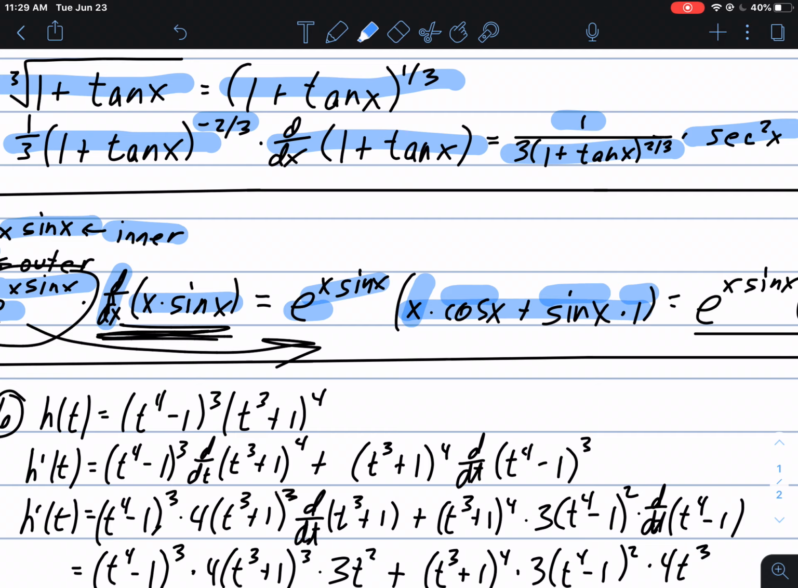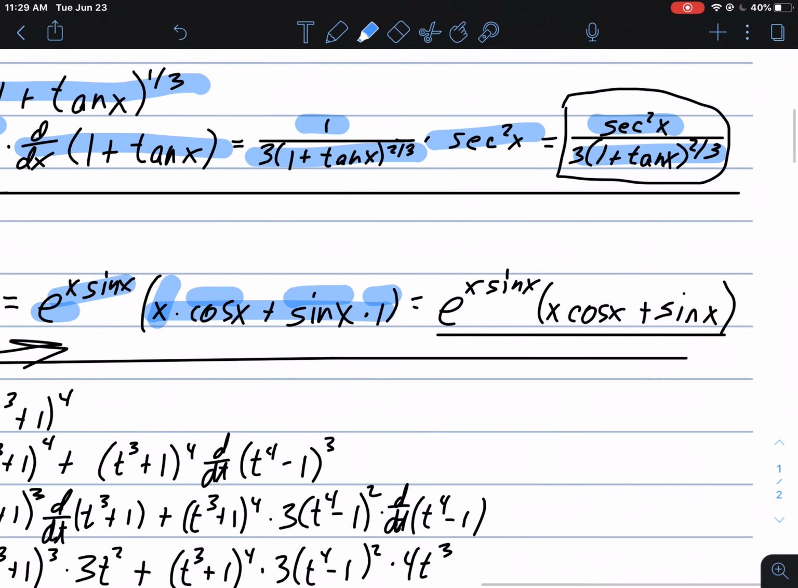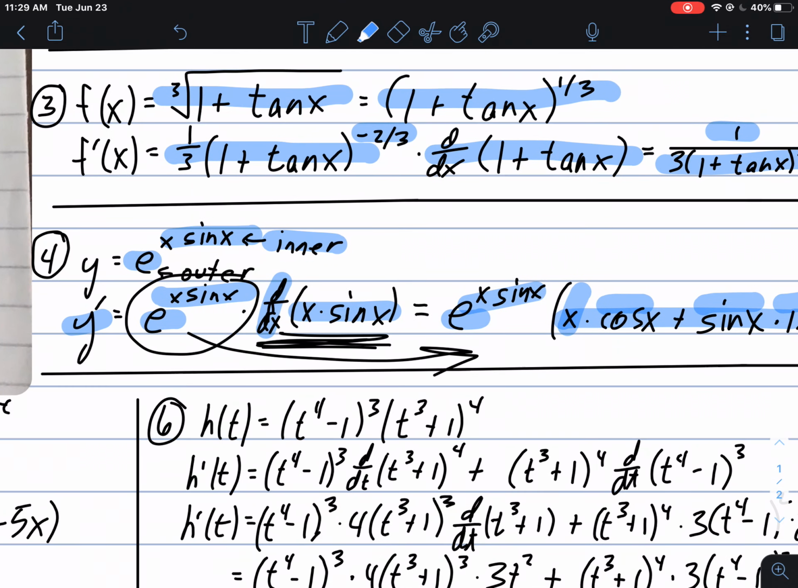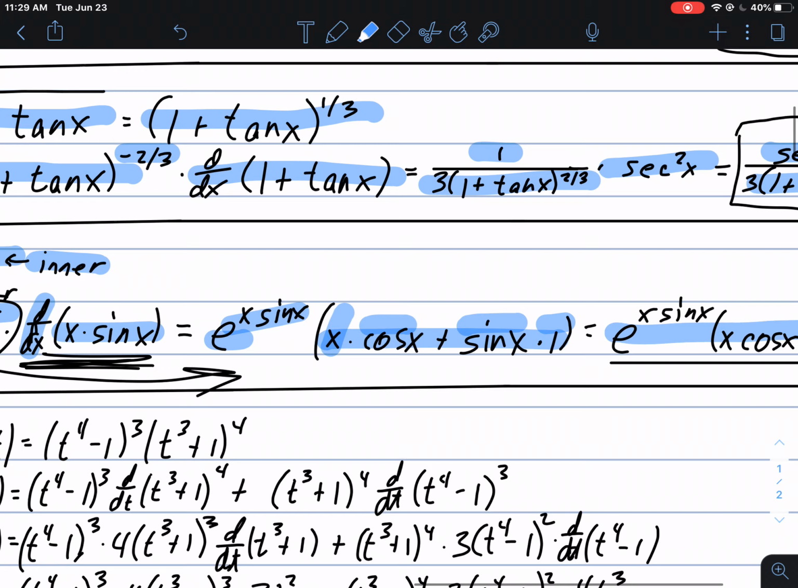I'm done differentiating. Now it's all about rewriting, or how we choose to rewrite this thing. So we at least try to clean it up a little bit. And I'm just going to rewrite this as e raised to the x sine x times x cosine x plus sine x. And that's fine. That would be a perfectly good final version of our derivative. But notice again, exponential function base e, it's the derivative of the function base e, which is the e to the whatever, times the derivative of the exponent. And then again, you do whatever has to be done to differentiate each step along the way.